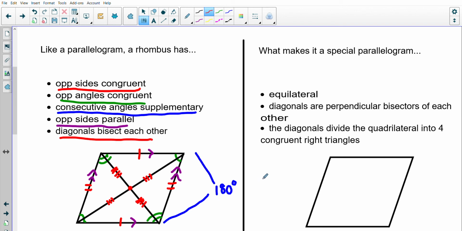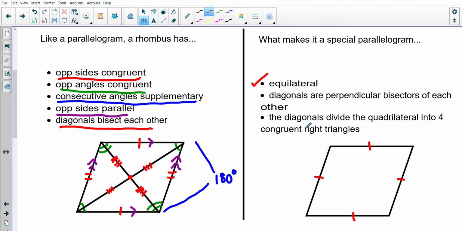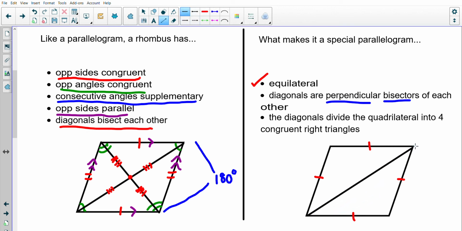Now, what makes the rhombus special? What makes it unique? Well, here's the checklist. They're also equilateral, meaning all of the sides have the same measure. The diagonals are perpendicular bisectors of each other. All right, we got some fancy words going on. Perpendicular meaning 90-degree angles. So I'm going to go ahead and draw our diagonals. Okay, so here we go.